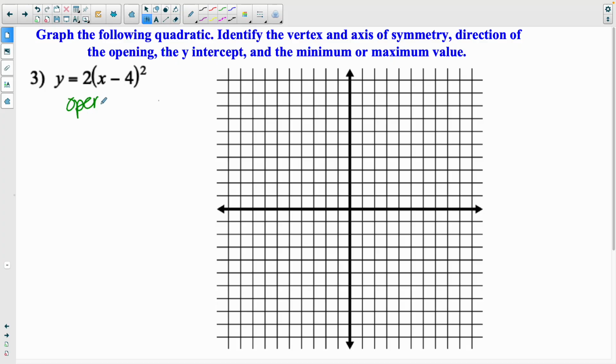First thing, what direction does it open? Up, good, because the number out front after the equal sign is a positive. So we open up, so it's going to look something like that. Right? It's going to be a U shape. All right, so vertex first.